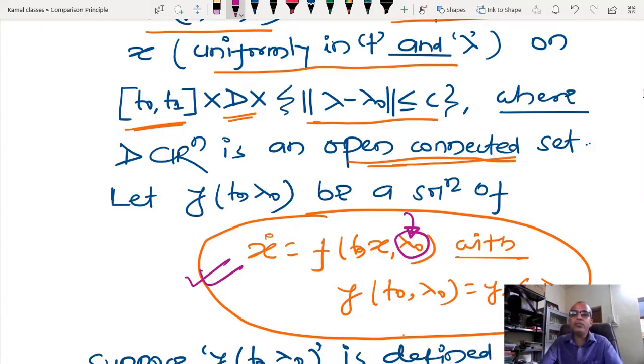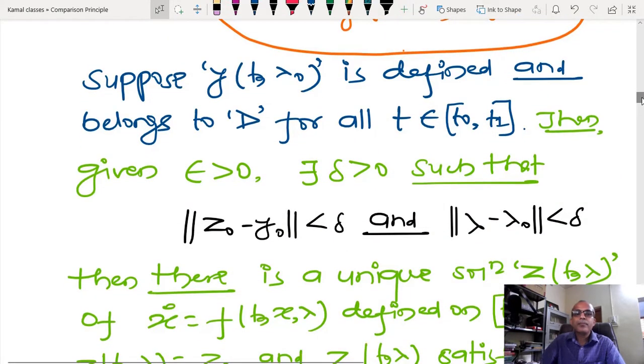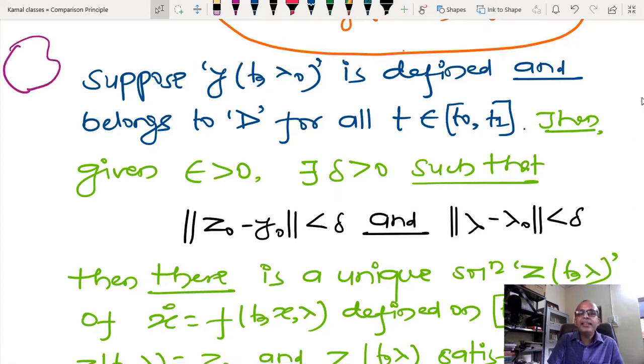Up to here, if anyone has confusion, please let me know. Now suppose y(t, lambda_0) is defined and belongs to D, meaning the solution of the nominal equation, when the parameter is constant, lies in this space for all t between t0 and t1.